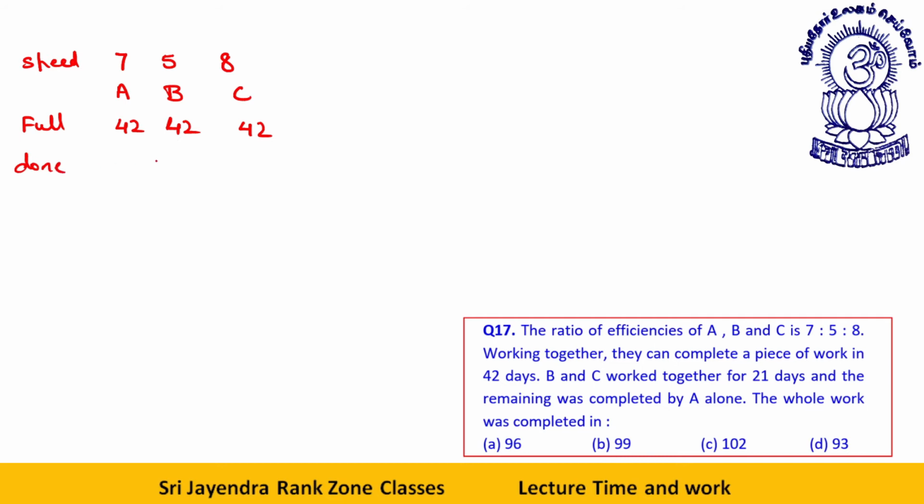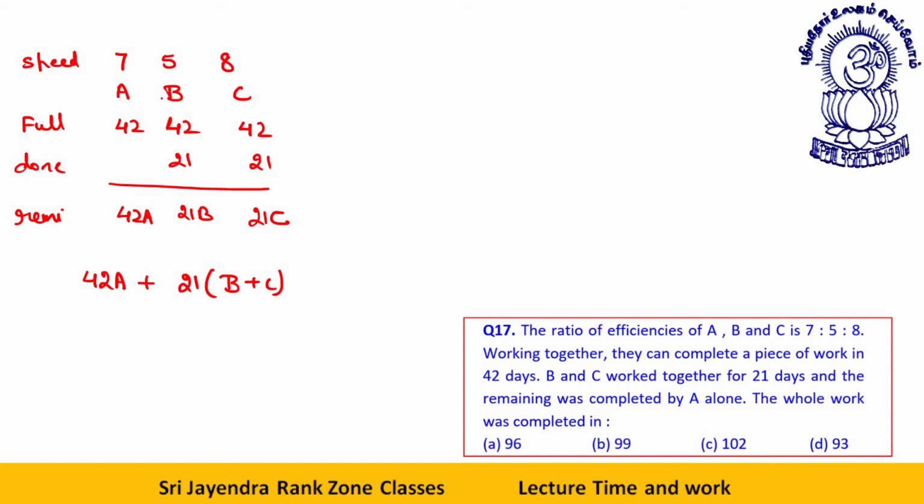How much work is done? B and C worked together for 21 days. Now, what is the remaining work? The remaining work is 42A, 21B, 21C. The whole work was completed in how many days? See, now this is the remaining work: 42 days in terms of A plus 21 in terms of B and C. Now, what is B and C?